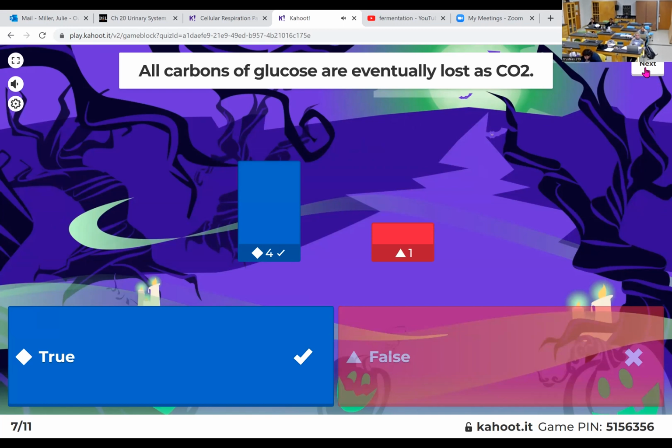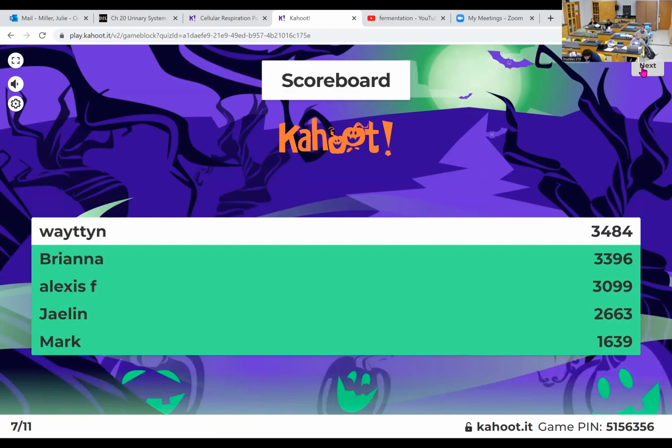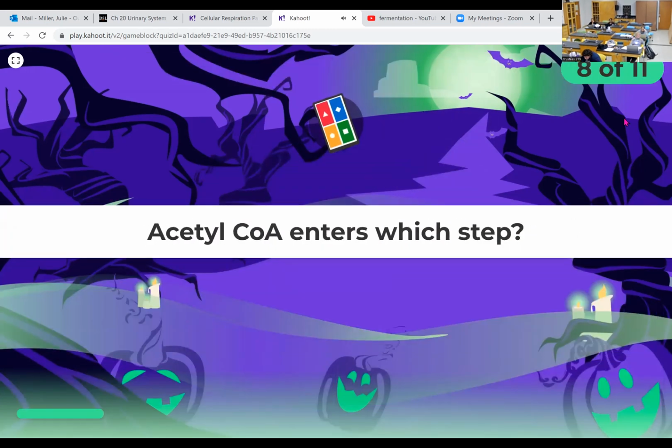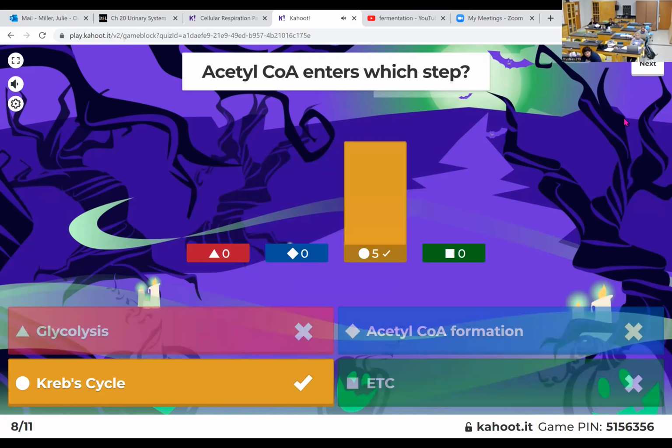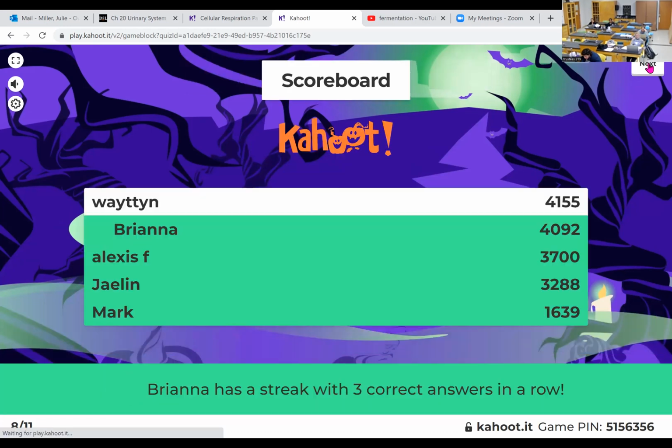True. All of the carbons that come in on glucose are eventually lost as carbon dioxide. Woohoo! Good job. Yep, acetyl-CoA enters the Krebs cycle.